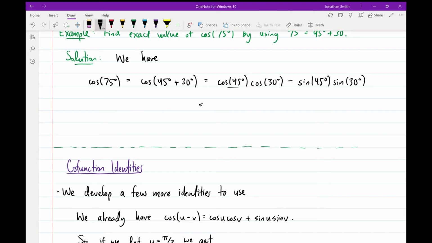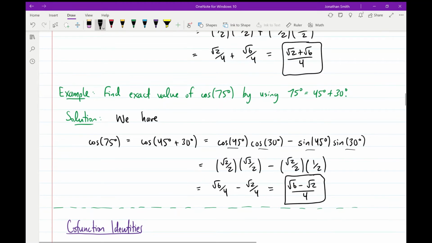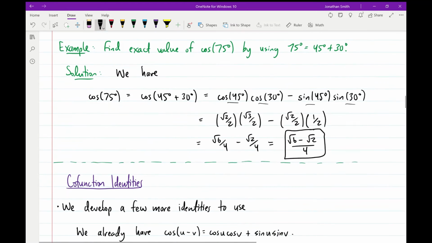So we should understand all of these values that are showing up here. Cosine of 45 gives me a root 2 over 2. Cosine of 30 gives me a root 3 over 2. Sine of 45 gives me a root 2 over 2. And sine of 30 gives me a 1/2. So now I'm going to end up with a root 6 over 4 minus a root 2 over 4. And now I'll simplify and get root 6 minus root 2 over 4. So this is the exact value for cosine of 75 degrees, and we found it by using this sum formula that we now have for cosine.